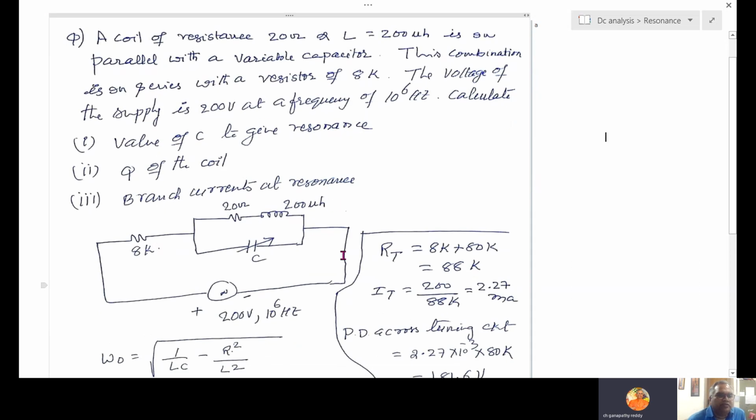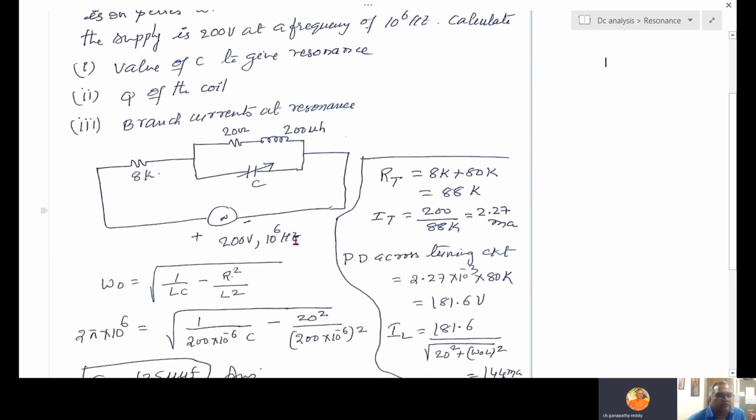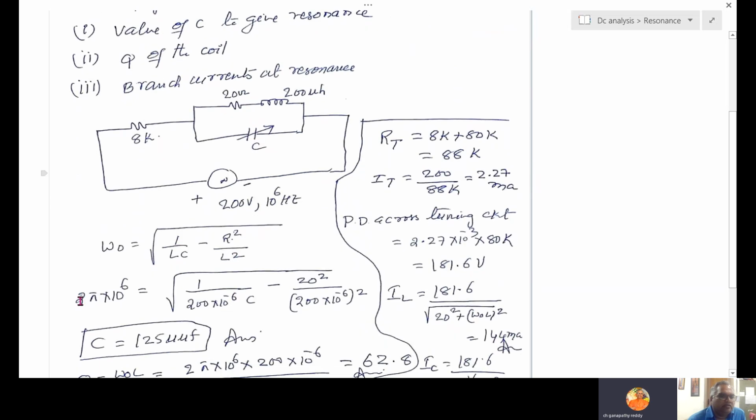From the problem description, you have to draw the circuit. So indirectly, first question, you have to find the value of C to give the resonance. So resonant frequency is 10 power 6 Hz, and this comes under first case of parallel resonance. So what is the formula for resonant frequency? Omega naught is root of 1 by LC minus R square by L square. Omega naught is 2 pi into F naught. F naught is 10 power 6. And L value is 200 into 10 power minus 6.